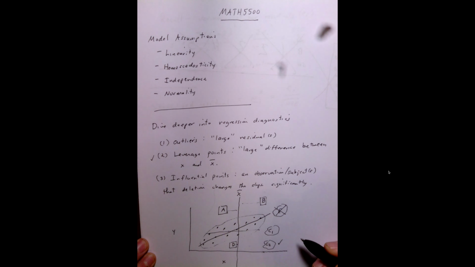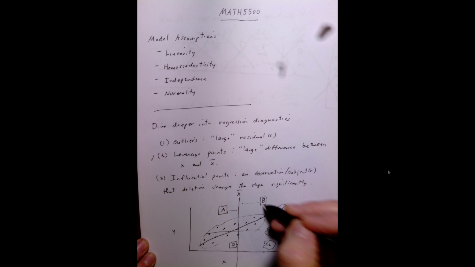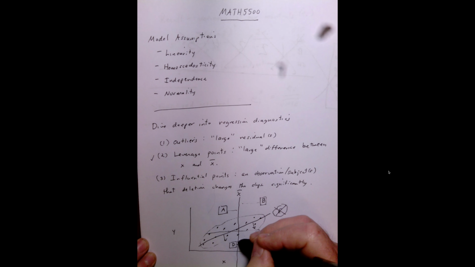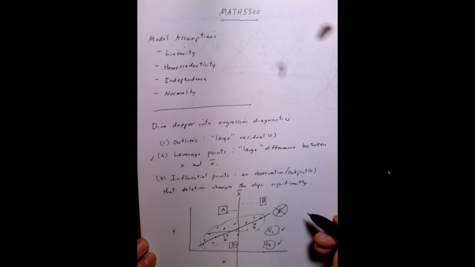So C2 would be a leverage point and an influential point. C1, I would say that's a leverage point, but I don't think it would change the slope significantly. And B1 as well. Now this D down here, it's clearly not a leverage point, but because of its location, it could shift this line down, but I don't think it would change the slope. It would change the intercept. So this D, I would say, would not be an influential point or a leverage point.